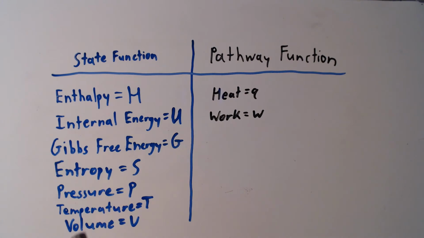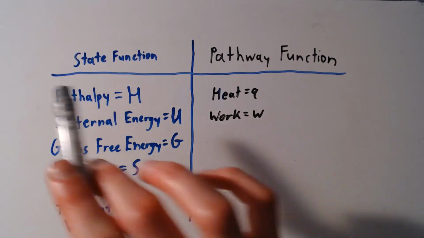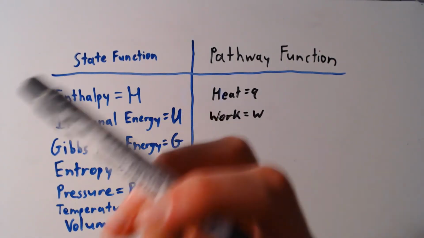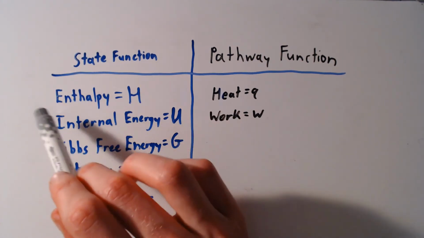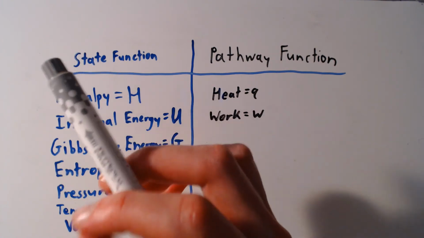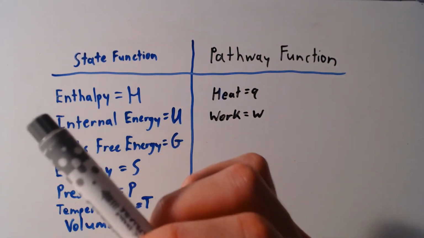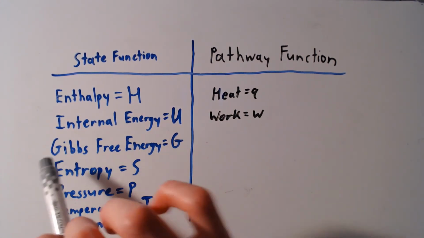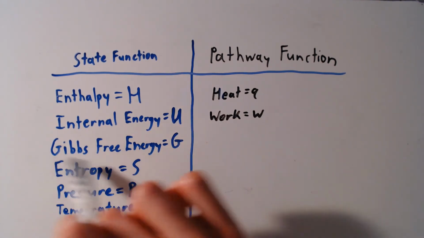Now here's a list of different state and pathway functions. Our state functions can exist in a certain state. They can be measured at a certain instant in time. For example, something can have a certain enthalpy, H, at a certain instant in time. Something can have a certain internal energy at a certain instant in time that can be measured. Something can have a certain Gibbs free energy at a certain period in time, and this can be easily measured.